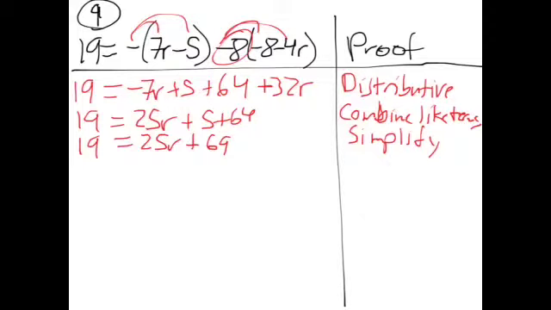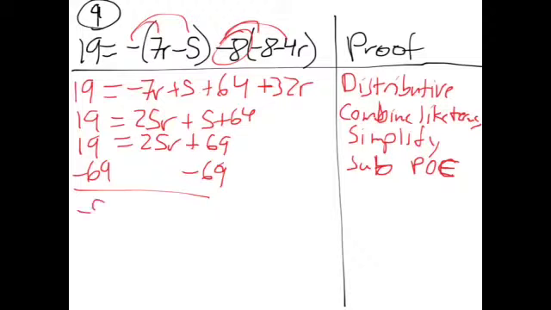And now we're going to subtract that 69 from both sides, because we got to get the r by itself, and to do that you have to use the subtraction property of equality. 19 minus 69 is going to be negative 50. Why is negative 50 showing up so many times? And on the right side we got 25r, and you get to this step by simplifying the previous step.